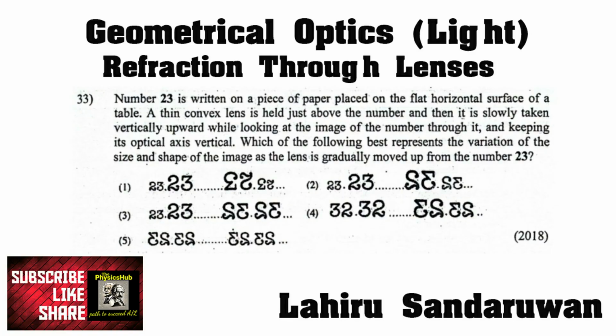Number 23 is written on a piece of paper placed on the flat horizontal surface of a table. A thin convex lens is held just above the number, and then it is slowly taken vertically upward while looking at the image of the number through it and keeping its optical axis vertical. Which of the following best represents the variation of the size and shape of the image as the lens is gradually moved up from the number 23?